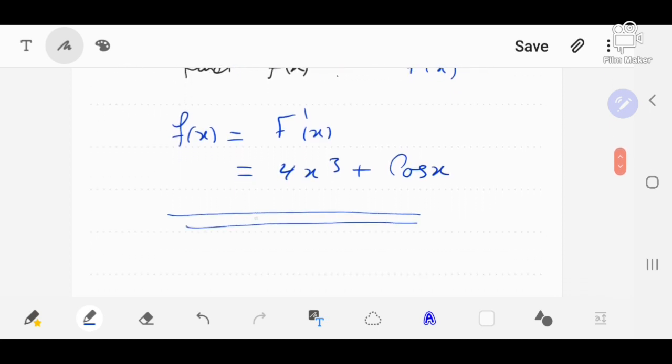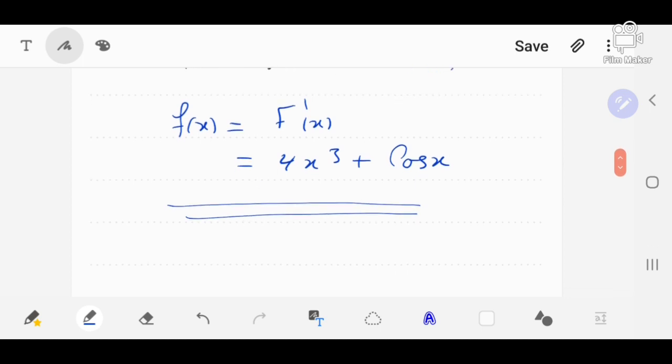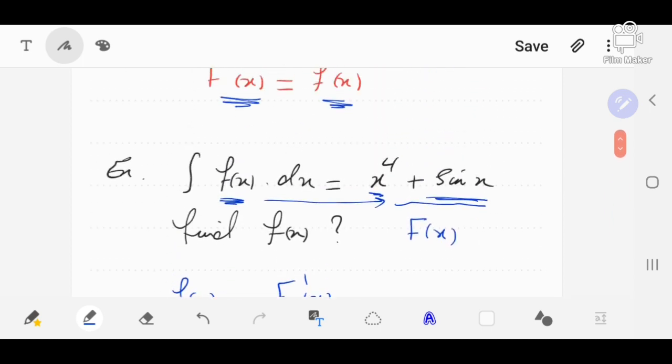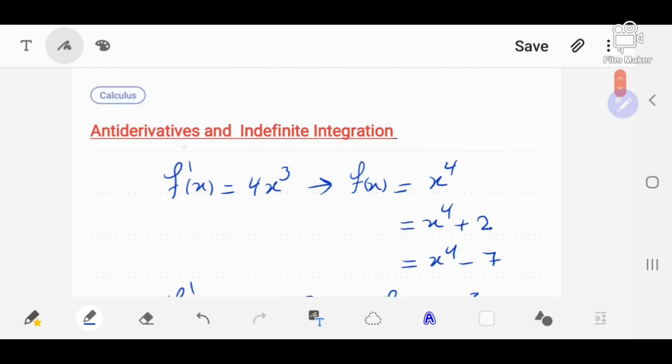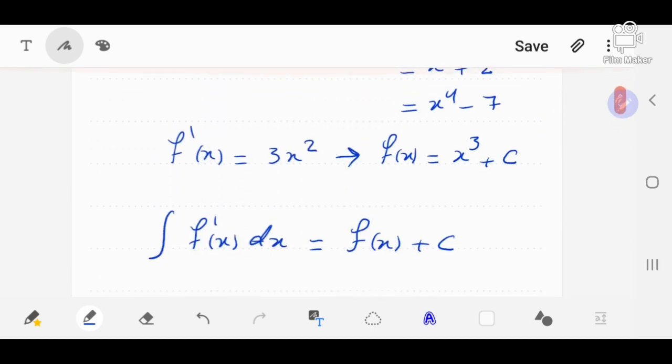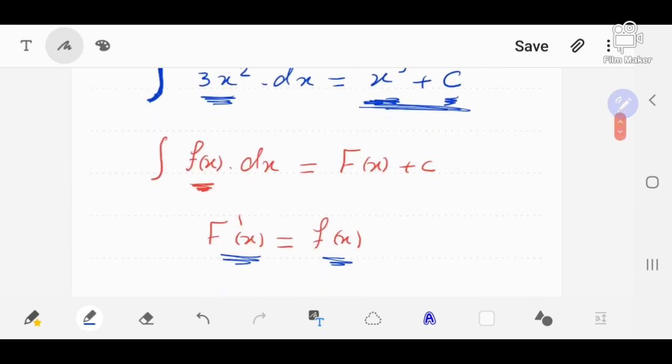So integration in general means the antiderivative, and that's our title, antiderivative and indefinite integral. So this is called an indefinite integral. Later on we'll talk about definite integral and you'll figure out what's the difference.